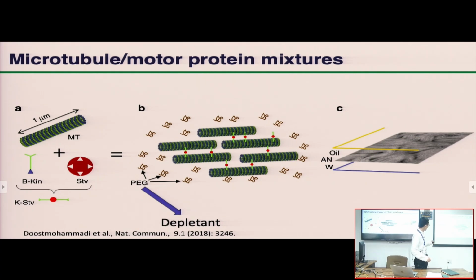So this is the microtubule motor protein system that we're specifically trying to model. Again, you have microtubules. These are about micron sized in length. And when you put them in a solution of motor proteins, they're going to be cross-linked, and then they form these dense networks. And then you can observe these systems by putting them on an interface, so that your water interface is planar, which is easy for observation.